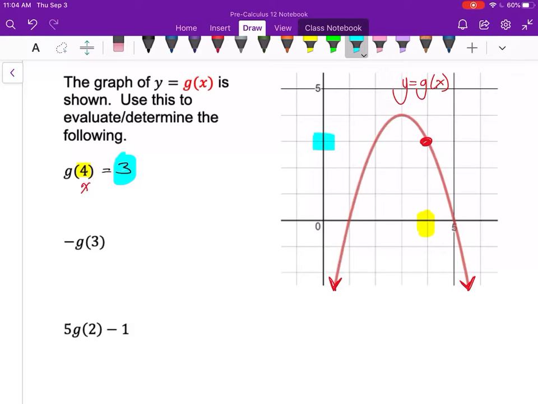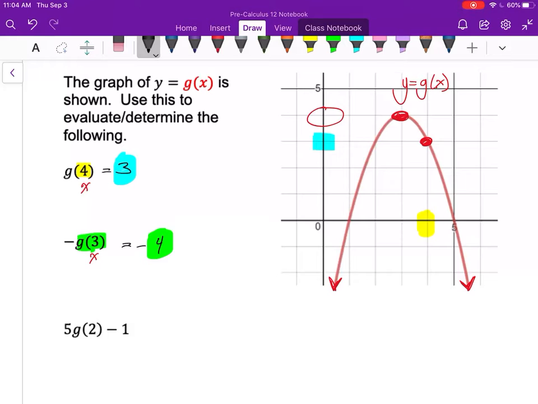And so similarly here, I have negative g at 3. So let's first figure out what just g at 3 is. So let's look at where x equals 3. My input is 3, which is right here. And so my output is 4. So just g at 3 equals 4. But it's not g at 3, it's negative g at 3. So there's a negative in the front. And now I'm done. Negative 4.